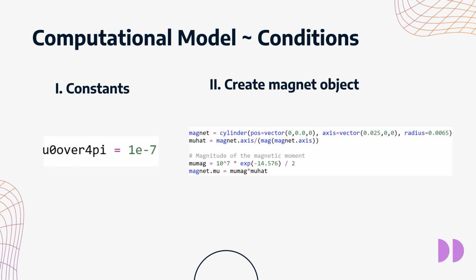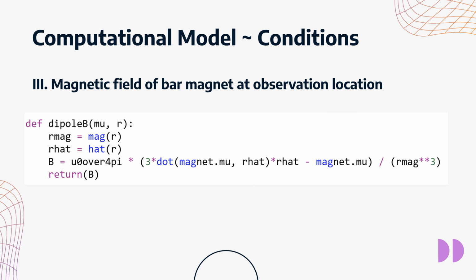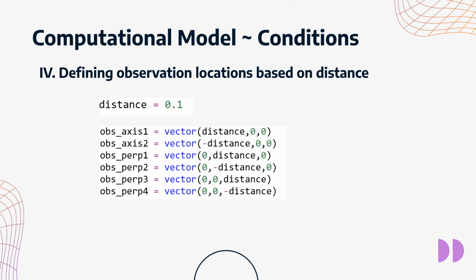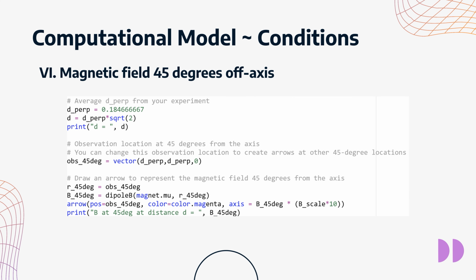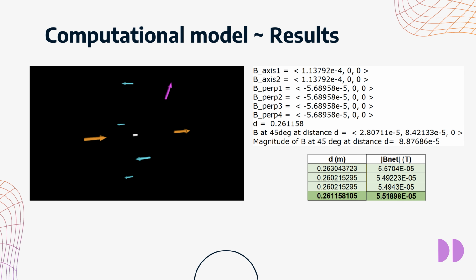We can now do a computational model that replicates the experiment. First, we set up the constants and create a cylinder object that replicates the magnet. Next, we define a function for the magnetic field of a bar magnet at an observation location. Then, we define observation locations based on distance. After that, we create arrow objects for the magnetic field on axis and perpendicular to the axis. Finally, we define the magnetic field 45 degrees off axis. Running it, we get the following results.